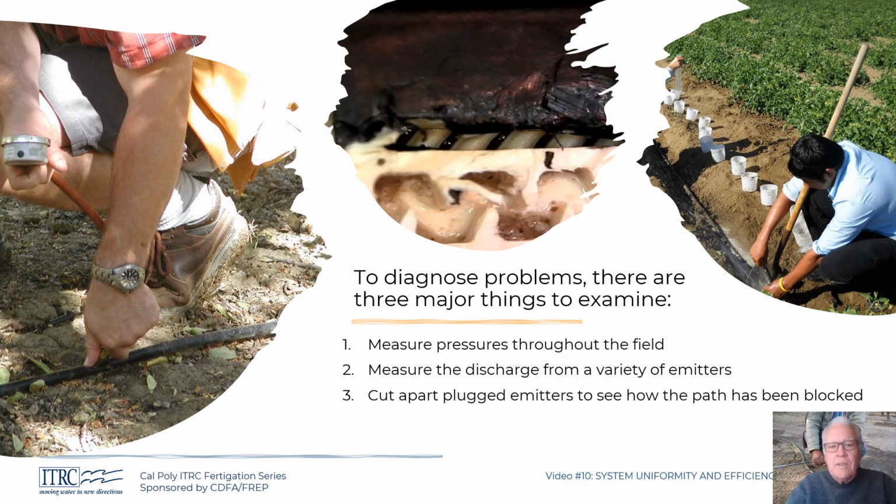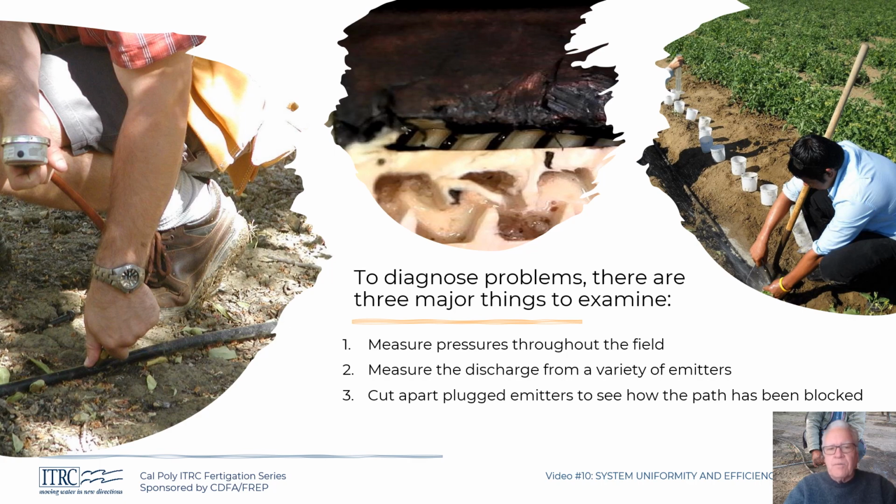In a nutshell, what you do, and we have a very formal procedure, by the way, but if you just want to get the general idea, the image on the left shows someone has a pressure gauge with a special connection on the end. It's called a pitot tube. You punch a hole in the hose, you put the pitot tube in there, and you measure the pressure. And you do that in a variety of places throughout the field.